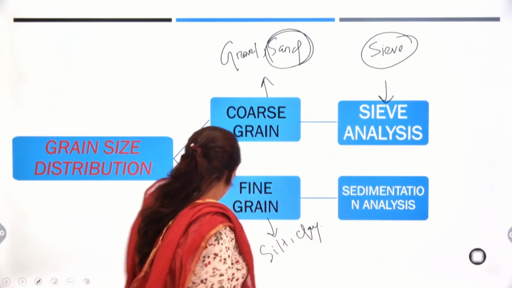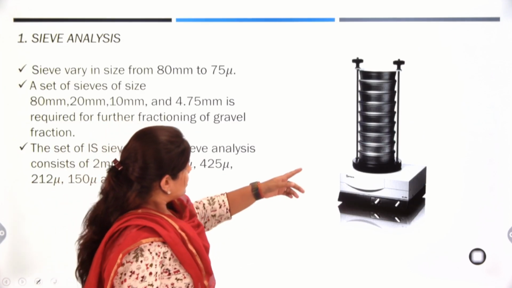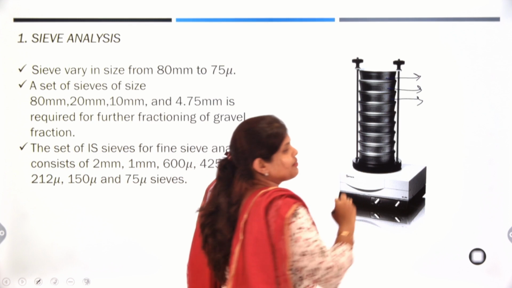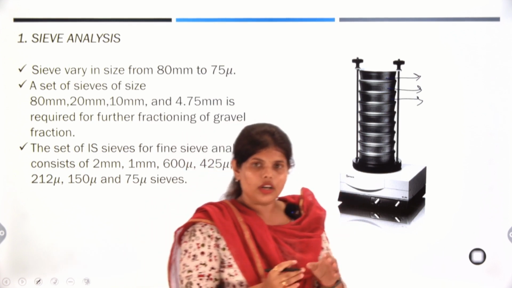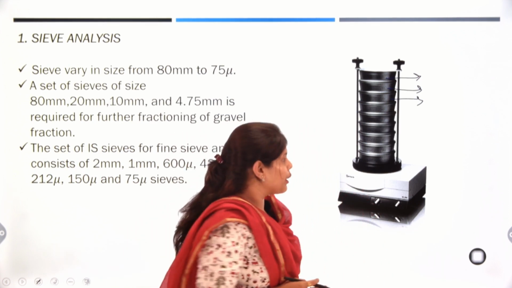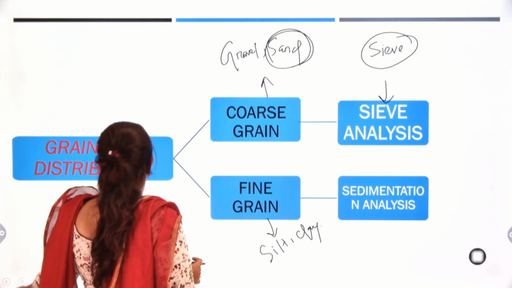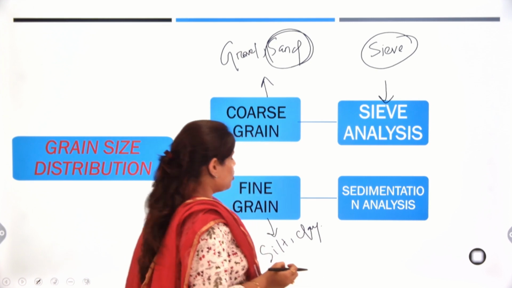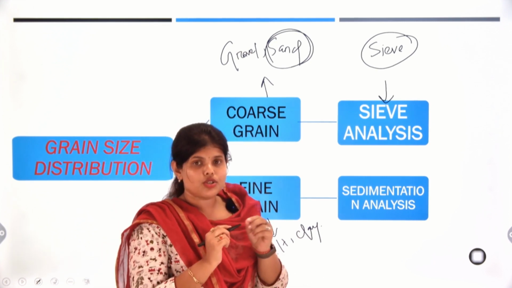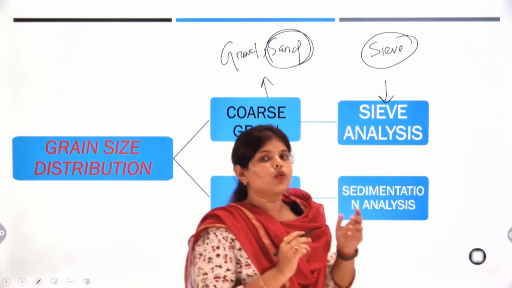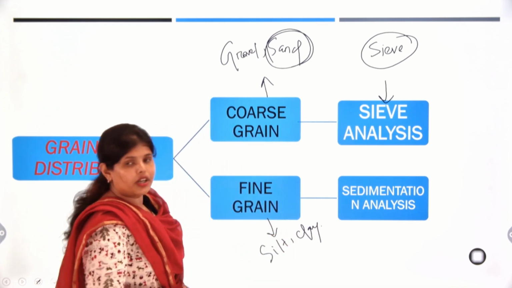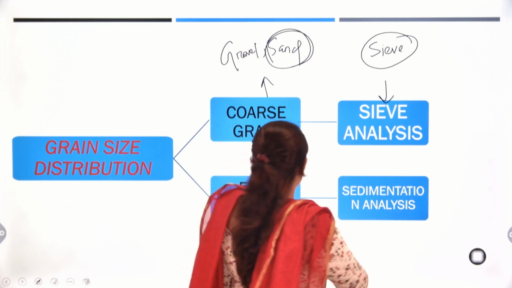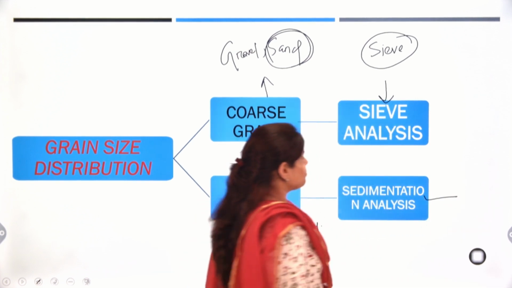So here you can see these are the different sizes of sieve to separate all types of soil. As fine grain soils are very minute, very small, they just connect with each other, so we can't do sieve analysis on that. So we use sedimentation analysis for fine grain soil.